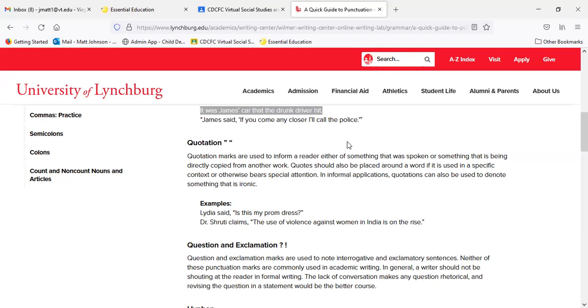So just like this, Lydia said, comma, is this my prom dress? When you use them in this situation, as you introduce whoever is speaking, you put a comma before the quotation. You may start a sentence with a quotation. So for that second example, you could also say, the use of violence against women in India is on the rise, comma, quotation mark, says Dr. Shruti, or however you want to say it. If your reference to the person is at the end of a sentence, you're going to use a comma, or if it's at the beginning, in that case it's outside of the quotation.